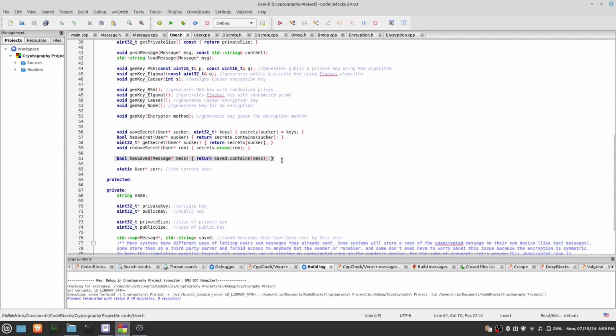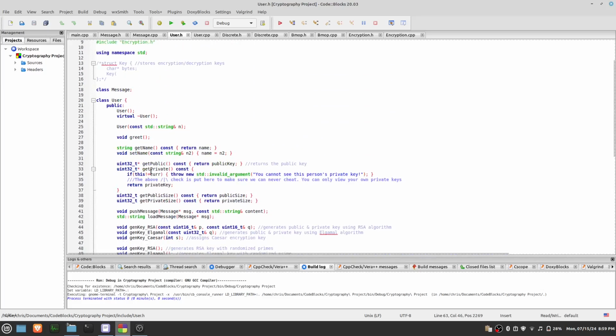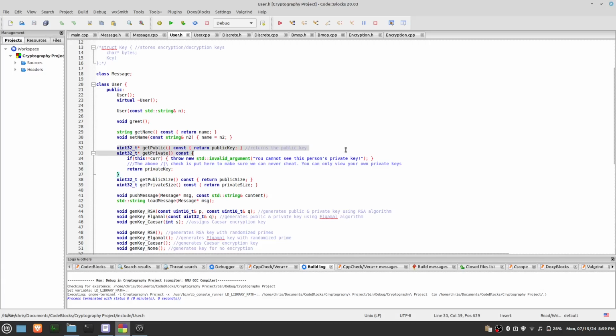And then here, I don't know why this got grouped with them. Determines if a message has been saved. Oh, also the current user. This is actually very important because we have the getter for the public key. The get private key, I actually implemented a failsafe to make sure I didn't accidentally give other people the ability to view someone else's private key. This was also as a show of good faith for the teacher to show there wasn't any funny business here.